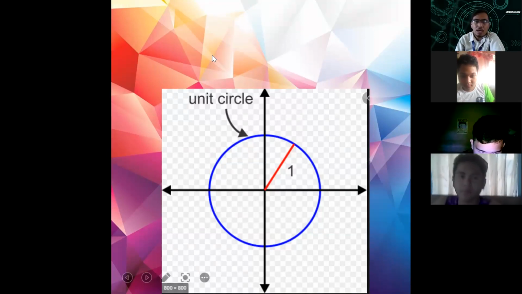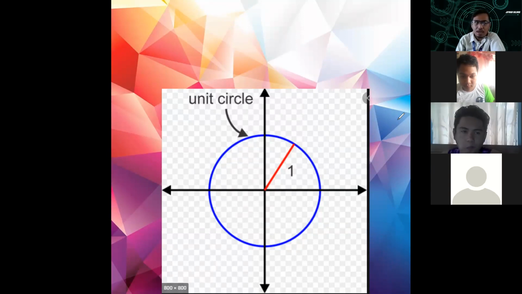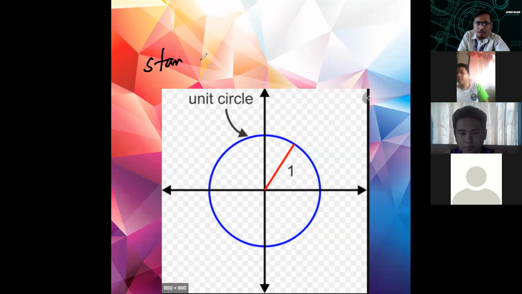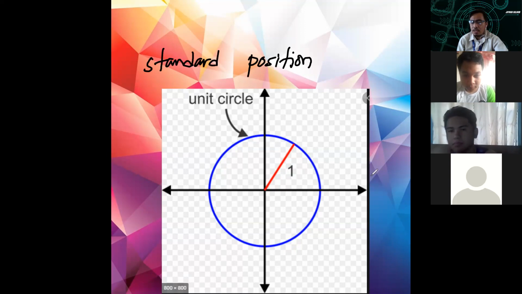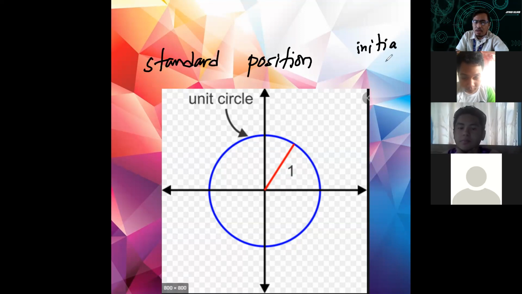The SOHCAHTOA CHOSHCAHTOA: sine, cosine, tangent, cosecant, secant, and cotangent. And you also have there an angle in standard position. Okay, when can we say that an angle is in standard position? If you say angle, there must be an initial ray, and you also have a terminal ray.